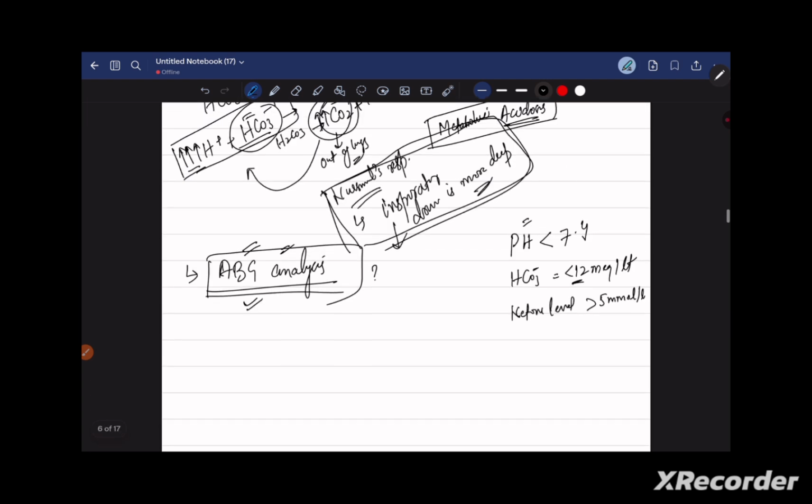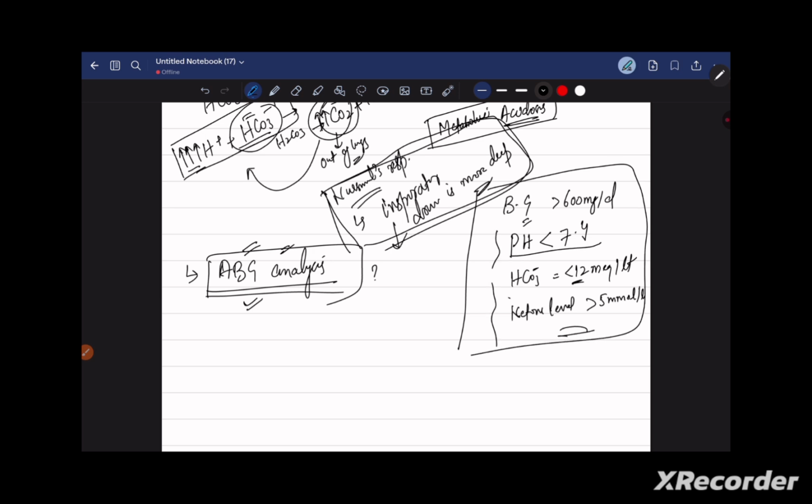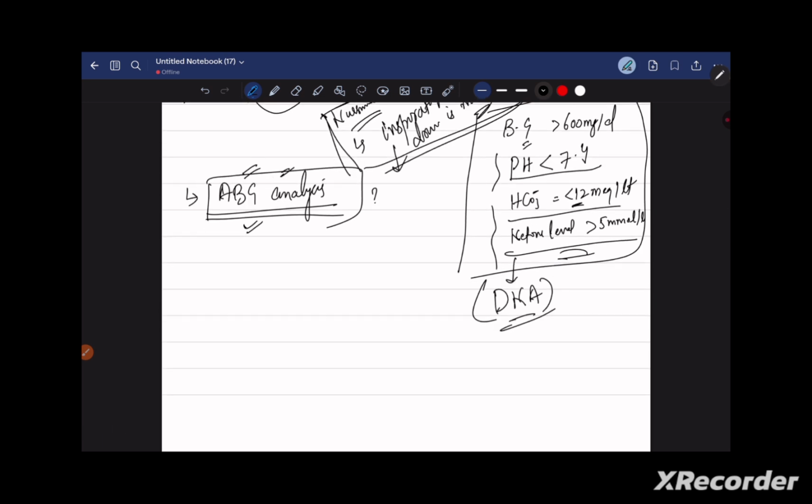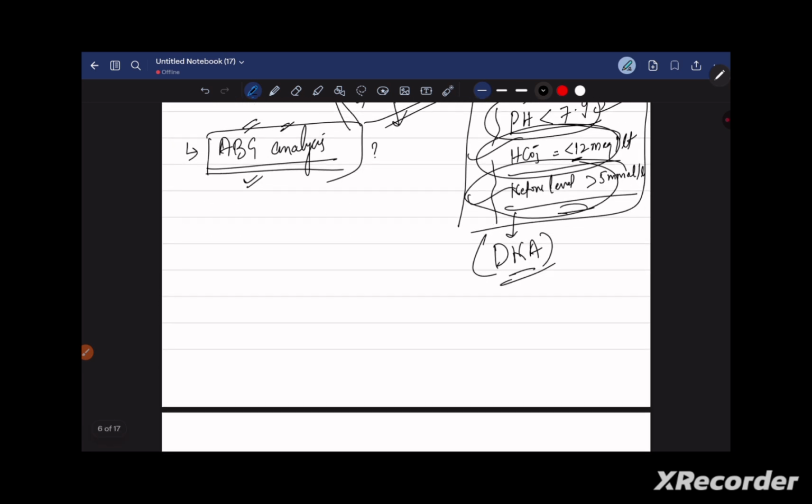And when you look at the blood glucose, it will be more than 600 mg per dl. So when you get the ABG of that animal and see pH less than this, bicarbonates less than 12 units, and ketones this, diagnose it as a case of diabetic ketoacidosis. This you have to remember. In a DKA dog and cat, pH will be less than 7.4, bicarbonates will be less than 12 milliequivalents per liter, and ketones will be more than 5. How pH decreases, how bicarbonate decreases, and how ketone bodies are formed, I already explained each and everything.